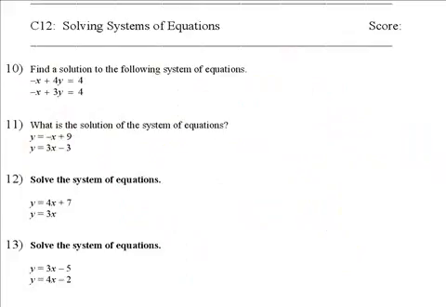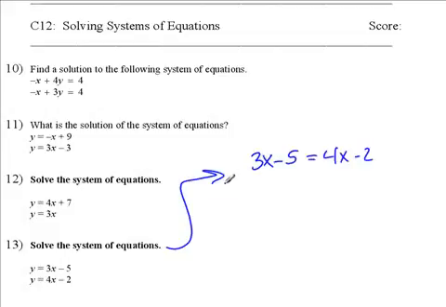Clear up some space here and work on number 13. Who can get us set up on number 13? A good way to start here. I've got y equals 3x minus 5 and y equals 4x minus 2. 3x minus 5 equals 4x minus 2. I'm going to subtract 3x from both sides. That gives me negative 5 equals x minus 2. Add the 2 to both sides. And I found out that negative 3 is the same as x.